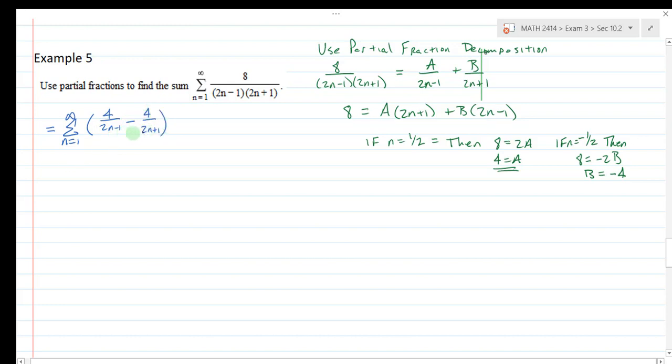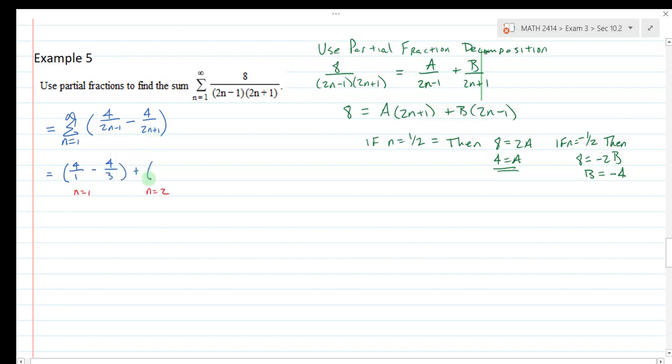Now this is easier to recognize as a telescoping series. And how do we find the sum of the telescoping series? We're going to expand it out. Starting with n equals 1, we get 4 over 2 times 1 is 2 minus 1 is 1 minus 4 over 2 times 1 is 2 plus 1 is 3.